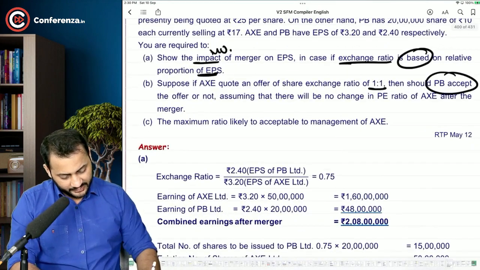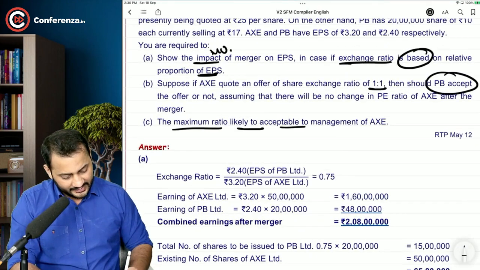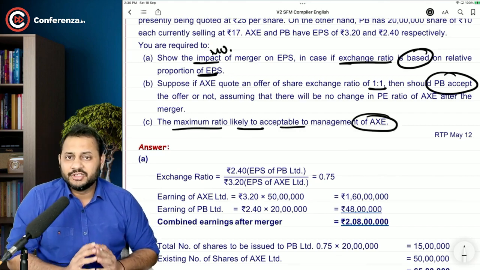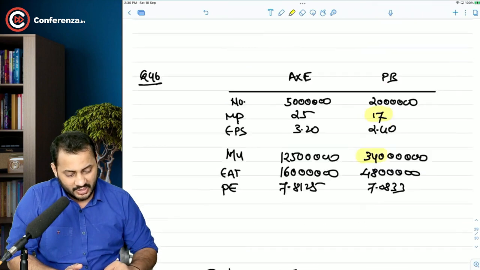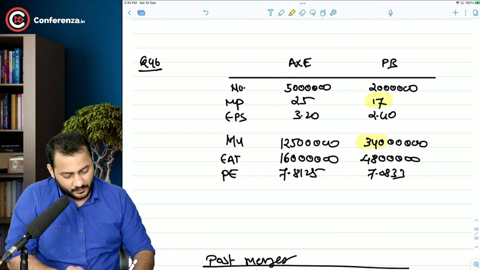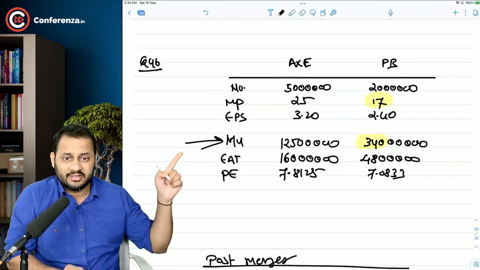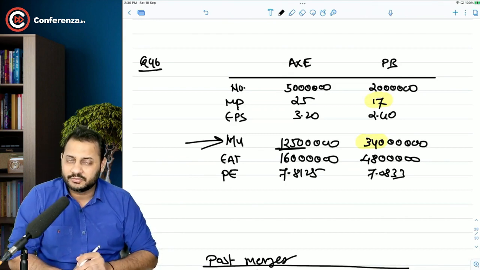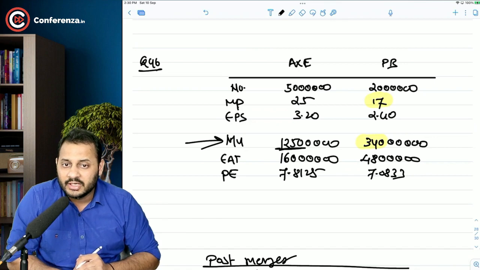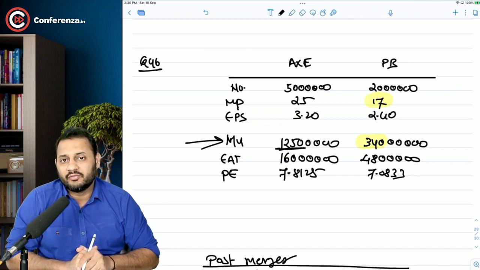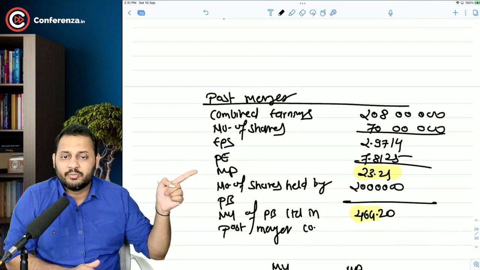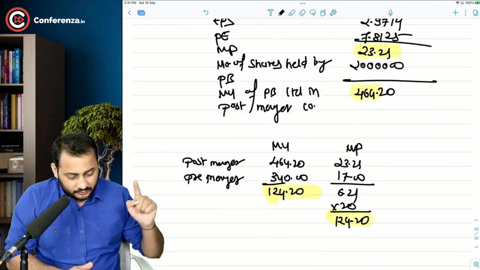The maximum ratio likely to be acceptable to the management of X Limited. See, X Limited will ensure that their market value after the merger should remain the same. That is, at least 1250 lakhs should be the market value after merger. What is the after merger market price? 23.21.